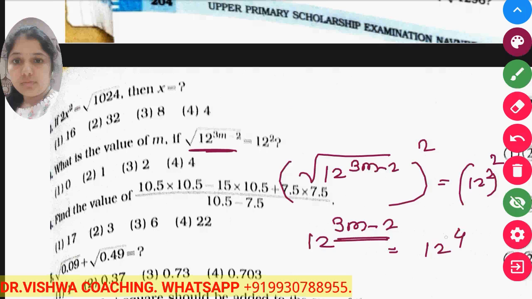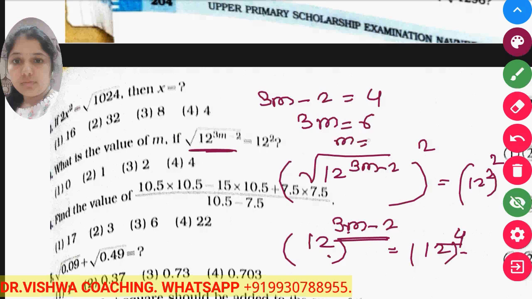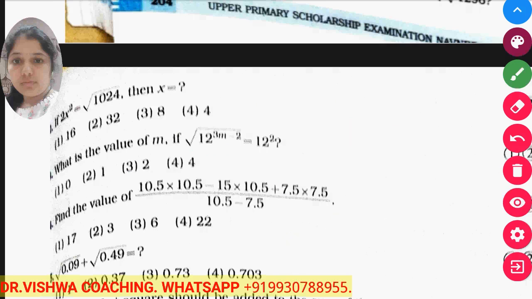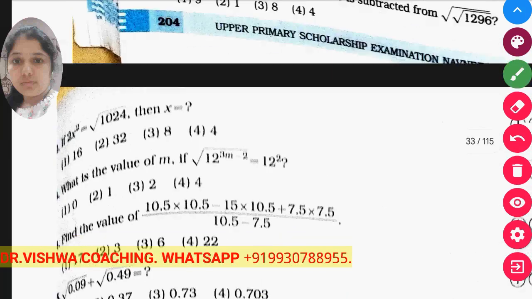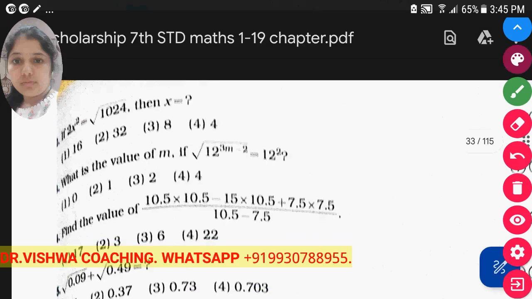Now, by the exponent rule, the base is common, so these things are equal. So 3m minus 2 is equal to 4. So 3m is equal to 6, m is equal to 2. Okay, so this is very simple, but why am I not getting the answer for this, 1024?